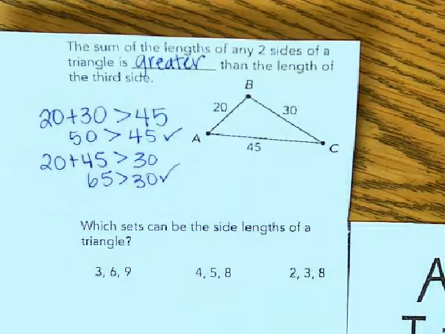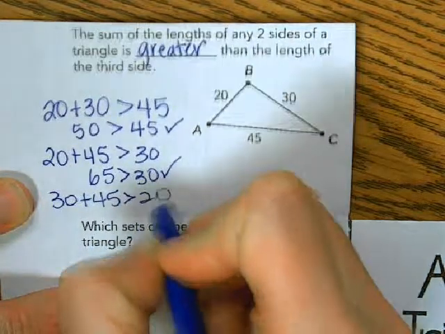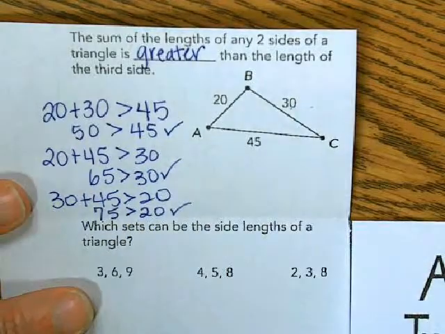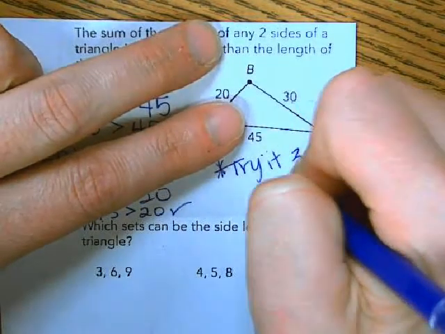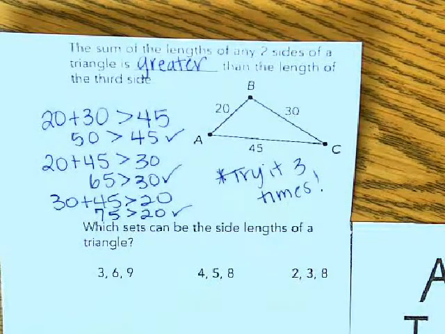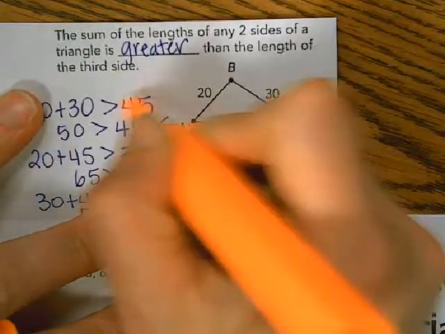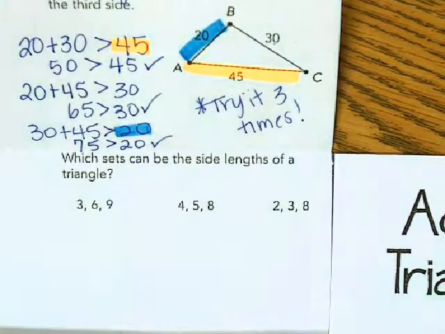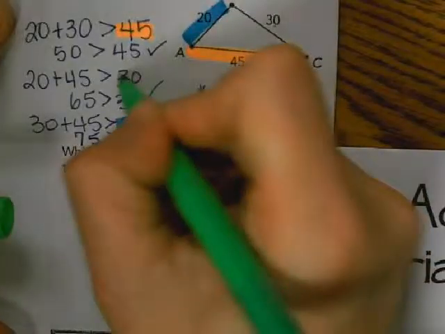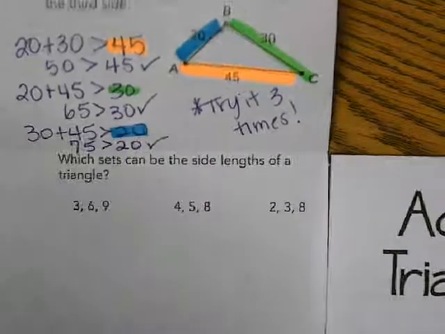Now it has to work for all three sides, so we're going to try the third one, and that's going to be 30 plus 45. Is that greater than 20? Well, yeah, 75 is greater than 20, so it's true. So you have to try it 3 times, with all three sides alternating through. So you want to make sure that at the end of your statement you have the orange side for one of them, the blue side for another one, and, let's say, the green side for the third one. Okay? So each side has to be on the end for all of them, and you add the other two.